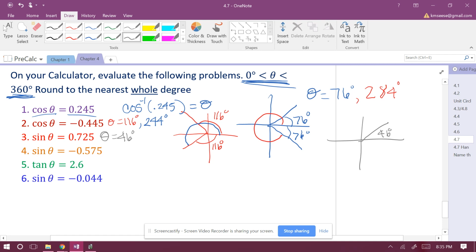Now we're dealing with sine here. So where else is sine positive? Well, that's quadrant 2. So I could also be in quadrant 2. My theta, however, is going to be measured from the positive x-axis to here. So in this case, it's actually going to be 180 minus 46. So my other option here would be 134.